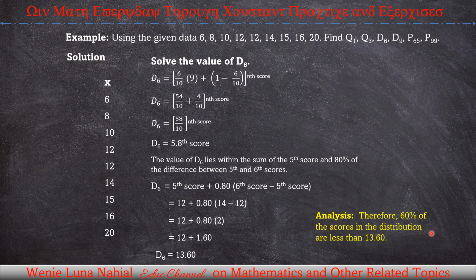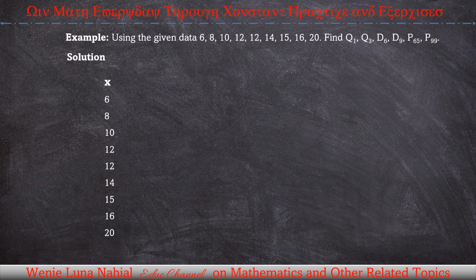60%. Okay? So 13.6 is between 12 and 14. So 12, 12, 10, 8, 6. These are the numbers that are below D sub 6 or below 13.6. So those numbers comprise the 60% of the scores in the distribution.